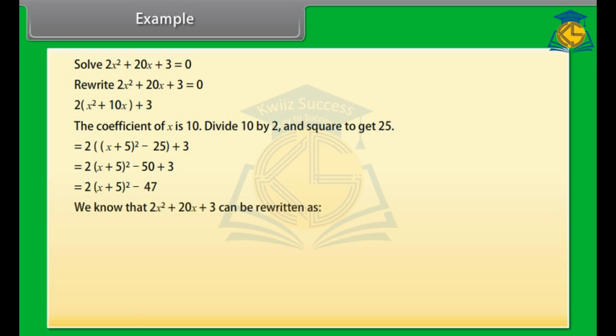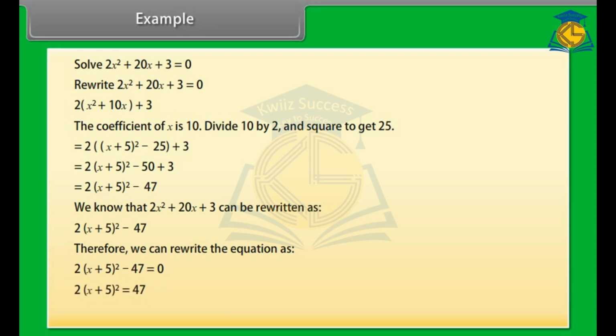We know that 2x square plus 20x plus 3 can be rewritten as 2 into x plus 5 whole square minus 47. Therefore, we can rewrite the equation as 2 into x plus 5 whole square minus 47 equals 0. 2 into x plus 5 whole square is 47. Now dividing both sides by 2 we get x plus 5 whole square is equal to 23.5.